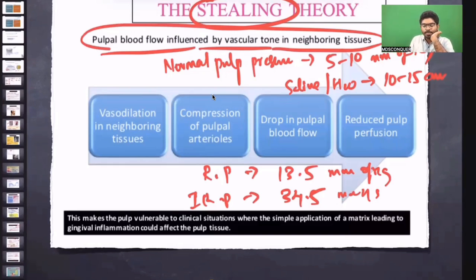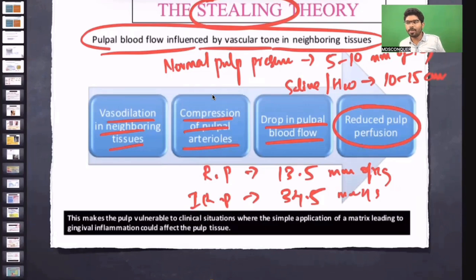For example, there is a vasodilatation. You do something that causes vasodilatation in the adjacent tissue. That leads to compression of the pulpal blood flow. When you cause compression of the pulpal blood flow, there will be a drop in the blood flow. So the pulp will be in a state of shock. But the pulp has an internal quality that maintains its viability for some time.